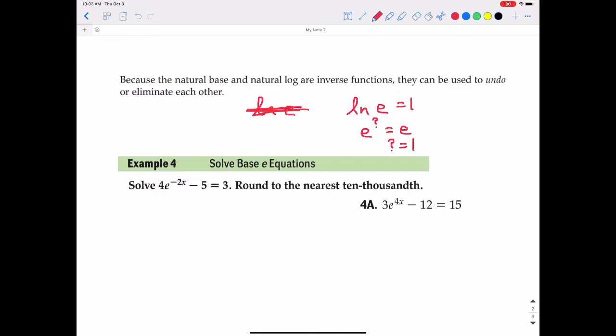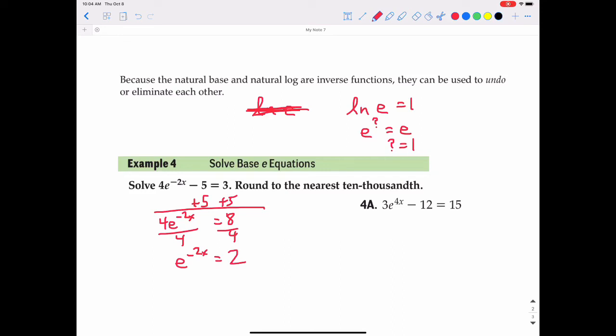So the way it would work is on example 4: solve e to the negative 2x power minus 5 equals 3. So I'm going to get the e and its exponent by itself first. I can do that by adding 5 to both sides. So that would be 4e to the negative 2x power equals 8. Then I can divide by 4. So that's e to the negative 2x power equals 2.